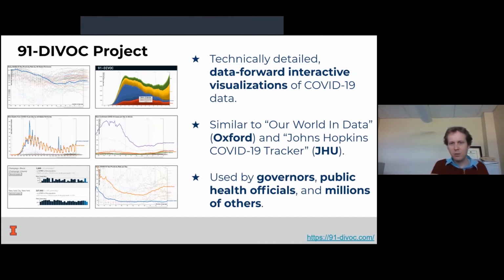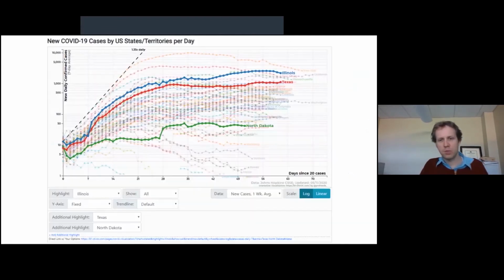So what it does is it uses data from high quality publicly available sources like Oxford's Our World in Data and Johns Hopkins University, and presents it in a way that's customizable, detailed, and data forward. This is a quick screenshot of it, from May, where you can see the different states laid out, and you can compare one state to another.